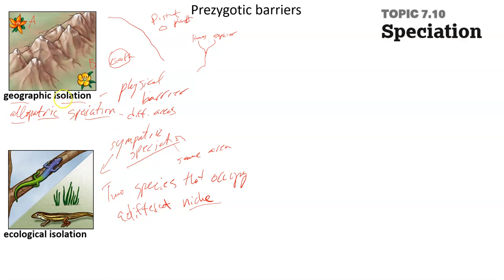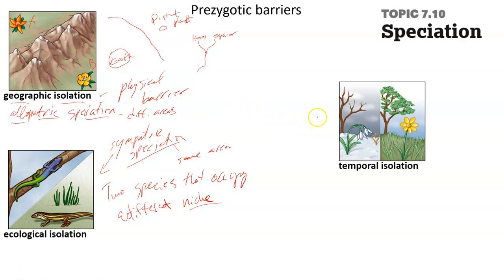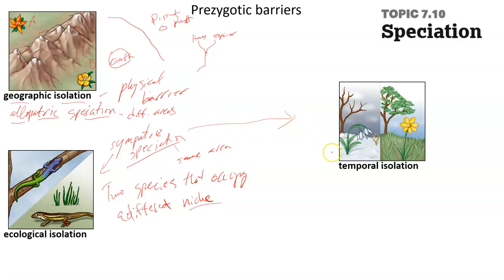So we talked about geographic isolation, which is a form of allopatric speciation. And second, we talked about ecological isolation, which is a form of sympatric speciation. Next, let's talk about temporal isolation. Whenever you see the word temporal, this usually indicates time.